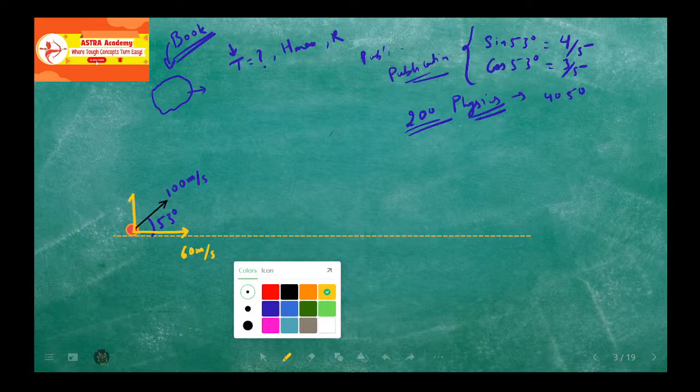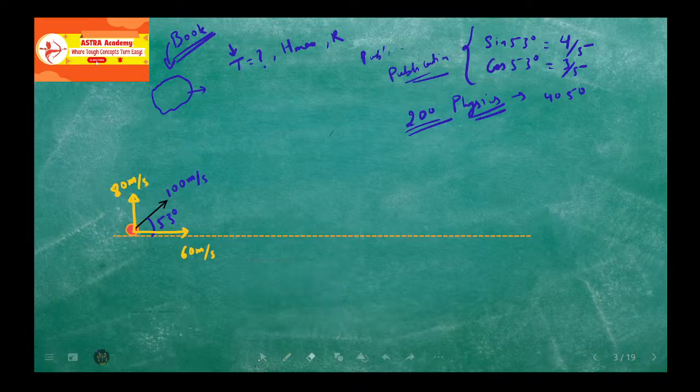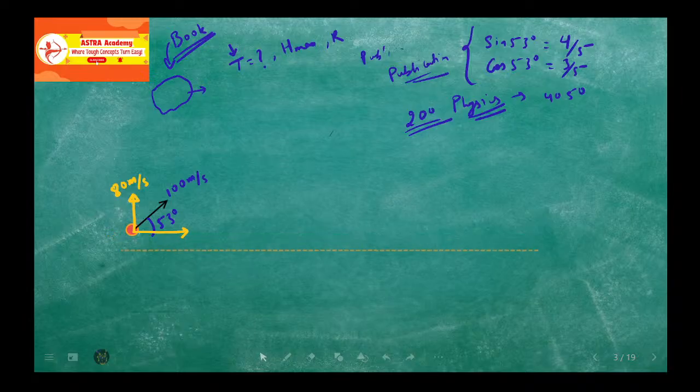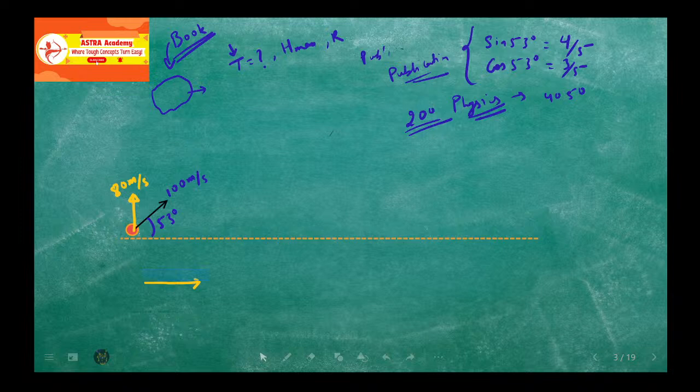And this velocity will be 100 into 4 by 5, it will be 80 meter per second. 80 meter per second, just breaking into components. And just now I'm ignoring this part. Sir, why you used to ignore this part? Because I know that I am studying motion in 1D. For you it is motion in 2D, projectile, blah blah. I don't know what sort of things you have studied, but for me it is motion in 1D.